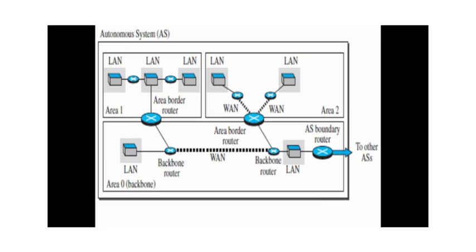This is an example of an autonomous system. If you see in this example, one autonomous system is divided into areas: area 0, area 1 and area 2. Area 0 is known as the backbone area because it is the primary area, and area 1 and area 2 are secondary areas. In area 0 we have a backbone router. Between area 0 and area 1, and area 0 and area 2, we have an area border router for communication.